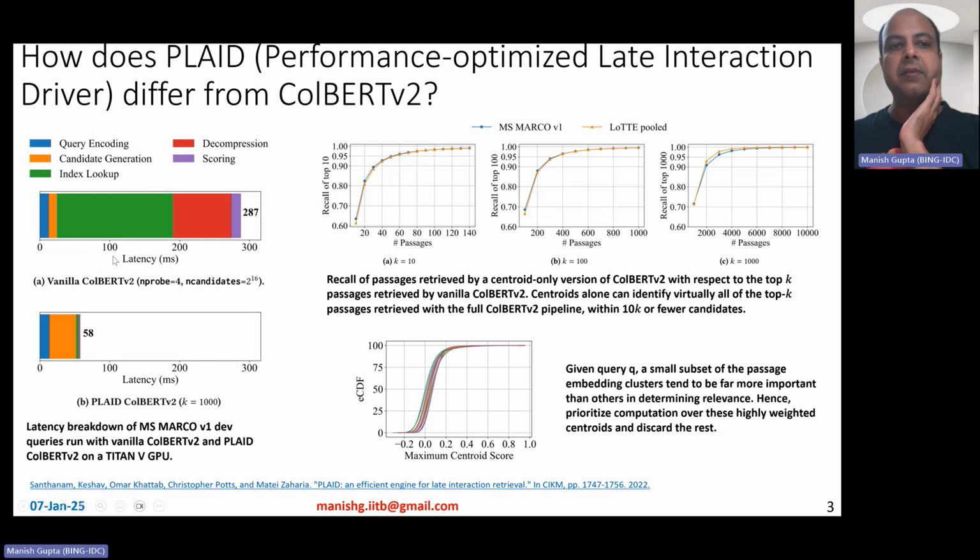So here is a split of the time, right? So essentially you observe that index lookup and decompression takes a whole bunch of time. So what PLAID does, PLAID essentially tries to really reduce that index lookup and the decompression time significantly. So of course it increases the candidate generation time. However, as you can see, index lookup and decompression time is completely gone from PLAID. PLAID rightly stands for performance optimized late interaction driver. Okay, so that's that. Now, how does PLAID do this, right? So essentially, there are a few things which PLAID implements on top of ColBERT v2, and I'll discuss more on the next slide.